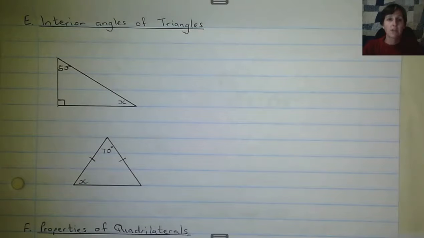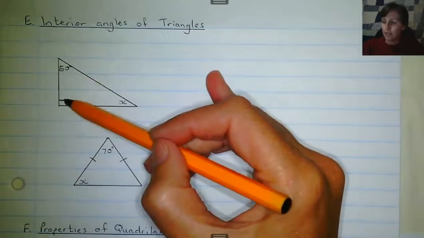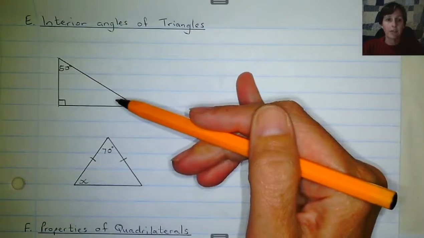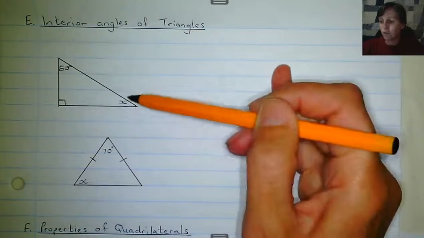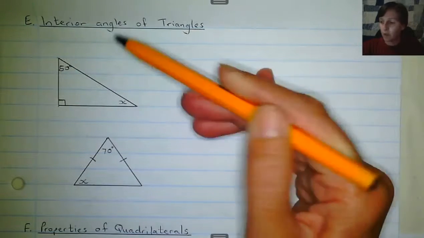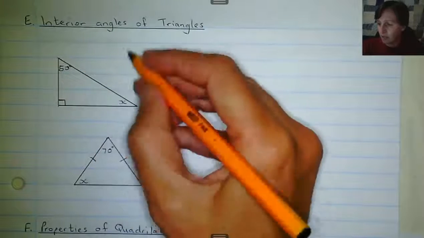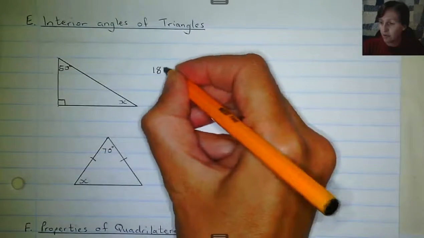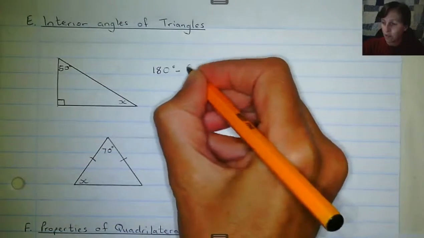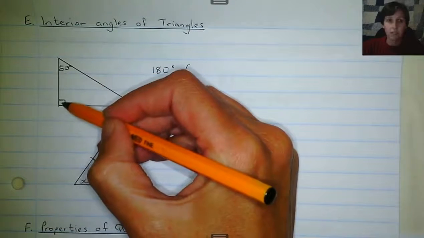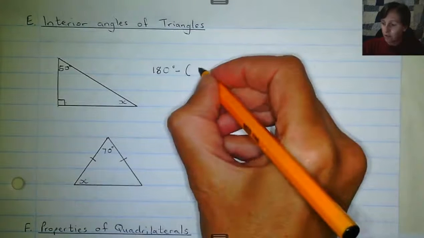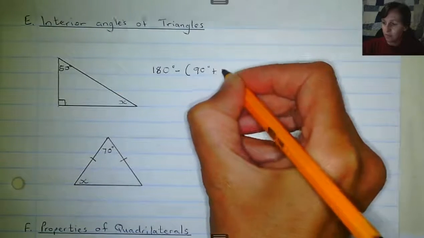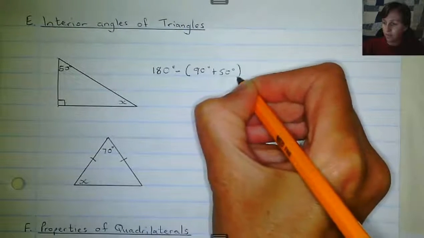If we look at the interior angles of triangles, we know that the interior angles of a triangle add up to 180 degrees. So if we're given 2 of the 3 angles, we can calculate the missing angle. We do that by saying the interior angles equal 180 degrees. So we subtract the angles that they've given to us. They've given us an angle of 90 degrees and an angle of 50 degrees. So we say 90 degrees plus 50 degrees.